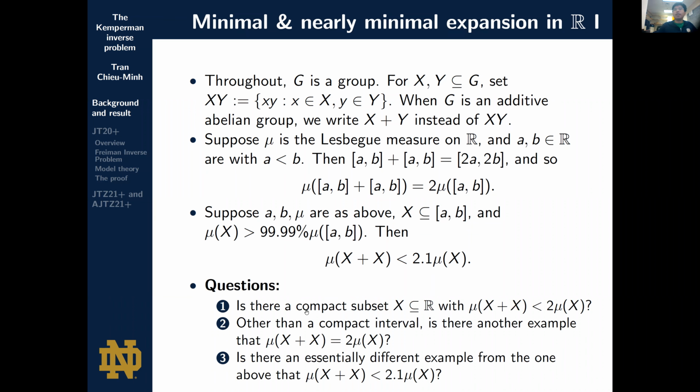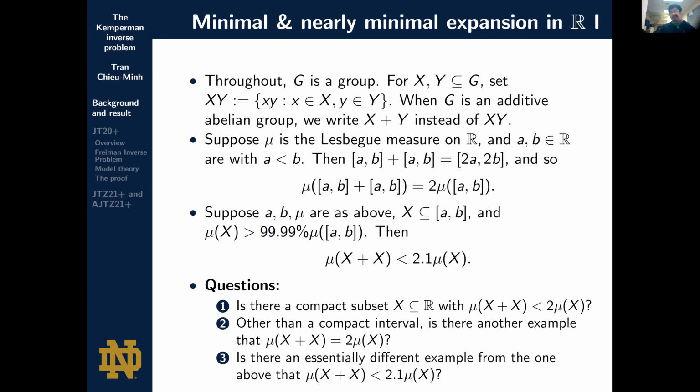First of all, is there a compact subset X such that the measure of the sum set of X with itself is strictly smaller than 2 times the measure of X? Second, other than the compact interval, is there another example where the expansion is exactly 2? And third, is there some essentially different example from the one above where the measure of the sum set is smaller than 2.1 times the measure of X?